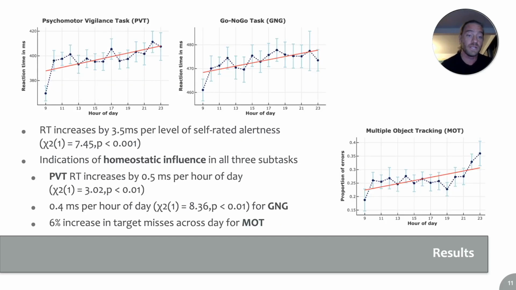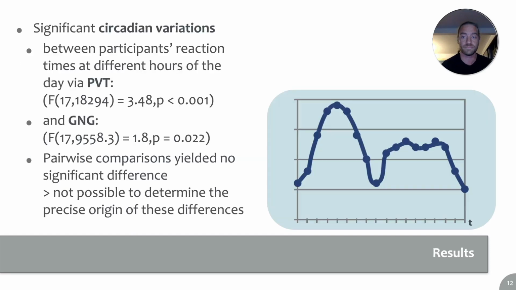So here are our results. The reaction time increased by 3.5 milliseconds per level of self-related alertness. So we have our validation here. And so we found indications of homeostatic influence in all of those 3 subtasks. And so the orange lines here denote the homeostatic process causing a steady increase in those reaction times, or the committed errors in the case of the multiple object tracking across the day. Our omnibus test also detected significant circadian variations, but pairwise comparisons did actually not yield any significant differences. So here we need to collect a bit more data as the noise between those.